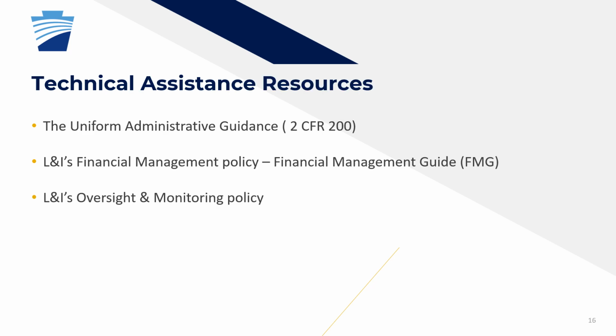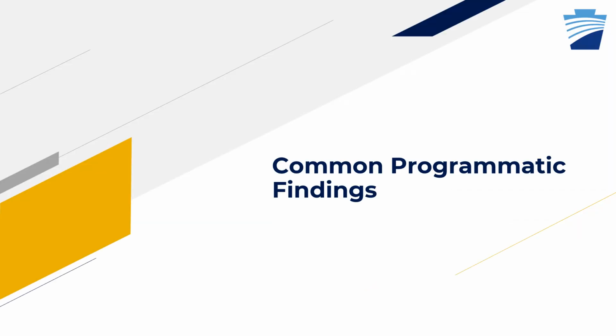Most questions you might have on the common fiscal integrity findings can be answered by delving into either the Uniform Administrative Guidance or L&I's Financial Management Policy and its attached guide. But L&I's Oversight and Monitoring Policy does go over the items in this section that Oversight reviews.